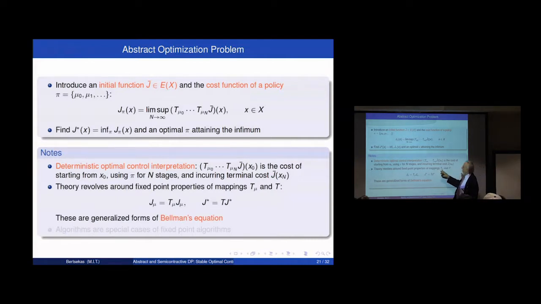Now, the theory revolves around fixed point properties of T mu and T, which can be viewed as Bellman's equation. There's a Bellman equation for a policy mu and a Bellman equation for the optimal policy. And we want to ask questions like, is J star the unique solution of this equation, and how to calculate it, and what are the algorithms that we can use? And these are value iteration and policy iteration type algorithms, which can be viewed essentially as special cases of fixed point algorithms. Abstract dynamic programming is really, from a mathematician's point of view, a special case of fixed point theory. You just make special assumptions like monotonicity, contraction, and so on, and you explore the implications both at the abstract level and also for specific special cases.